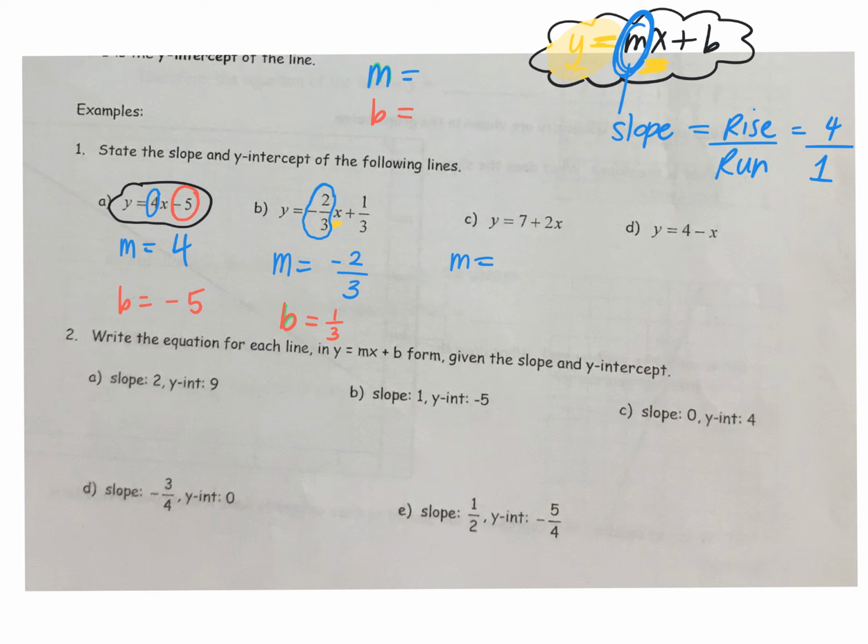The slope is not 7 because there's no x next to it. Remember, the slope is the coefficient. That means the number in front of x. So what's the slope for C? And what's the y-intercept?